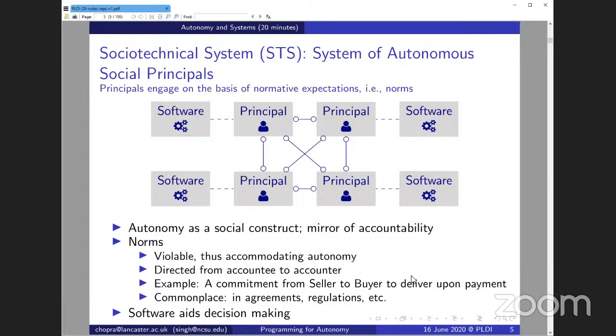And the other notion is that we know something is autonomous because it can be violated, right? That's, in fact, the reason why you can and must have a basis for accountability. If something were not to be violated, then how would you talk about accountability in that connection?